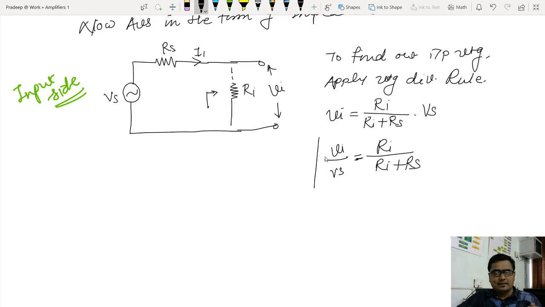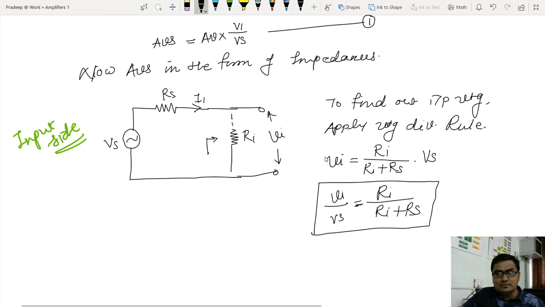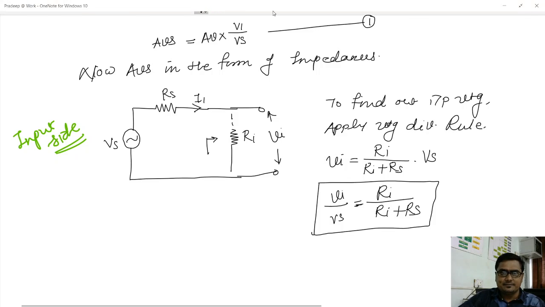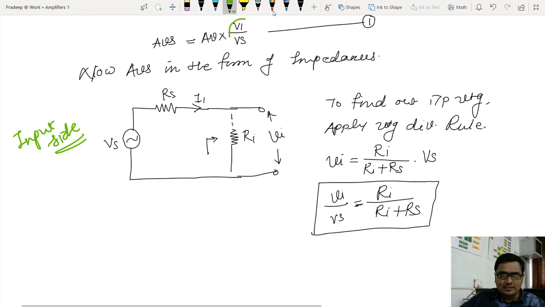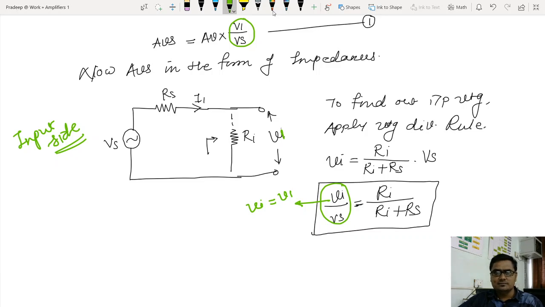So I am concluding with a ratio of input voltage to the source voltage. Why am I doing this? Because I want to put this value here. Now you will get why I am hunting for it. Look at this: V1 divided by Vs, and this is Vi divided by Vs. Now what is Vi? Vi is nothing but your V1. You can call it Vi, no problem, because Vi is your input voltage. V1 represented the input voltage in the previous case. So now I will put this value in this equation.